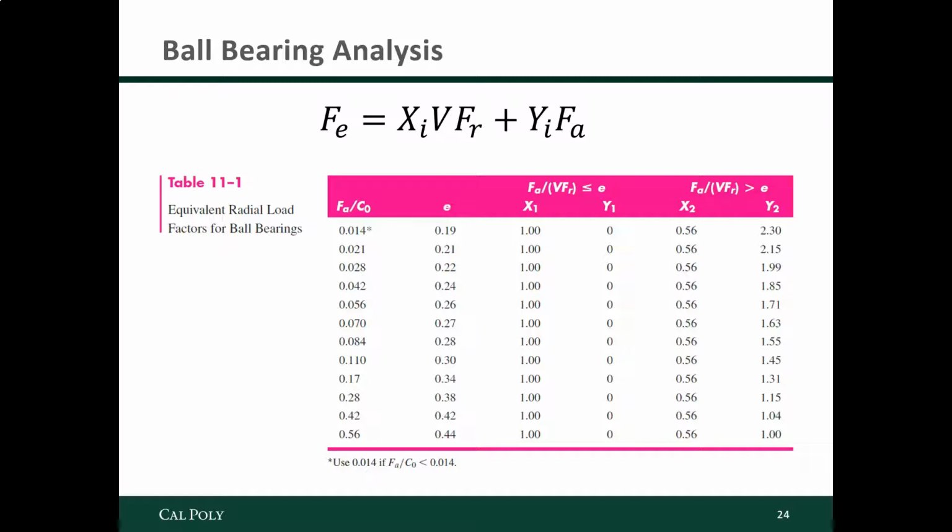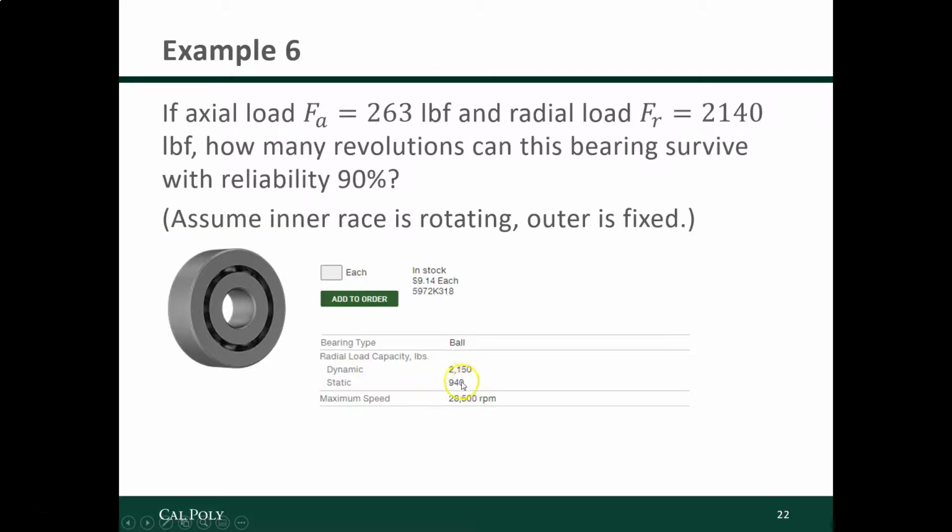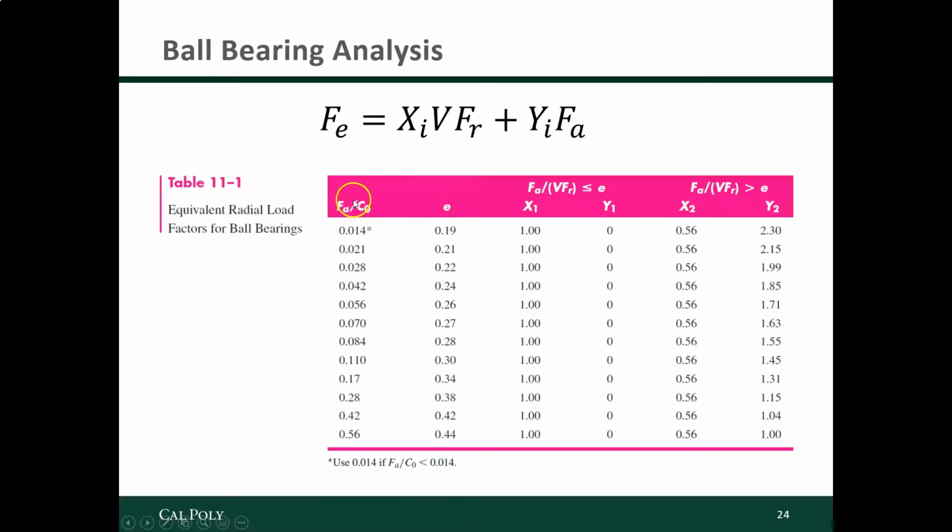This tells you as a function of FA, the axial applied load, over C0. This is not C10. This is the static load rating of the bearing, not the dynamic load rating of the bearing. So for our bearing, this is not 2,150 pounds. This is actually 940 pounds is what C0 is here, the static load rating. You look that up, you calculate this number, you find where you are along this plot. You could linearly interpolate or choose maybe the next one on the list. You find out what this value E is, and we're going to use that value of E to compare against, well, we need to calculate something else.